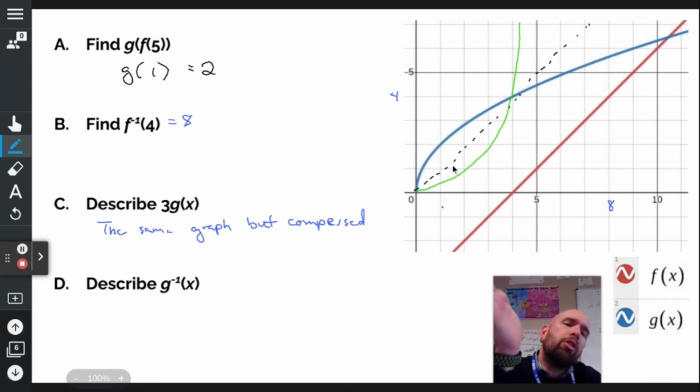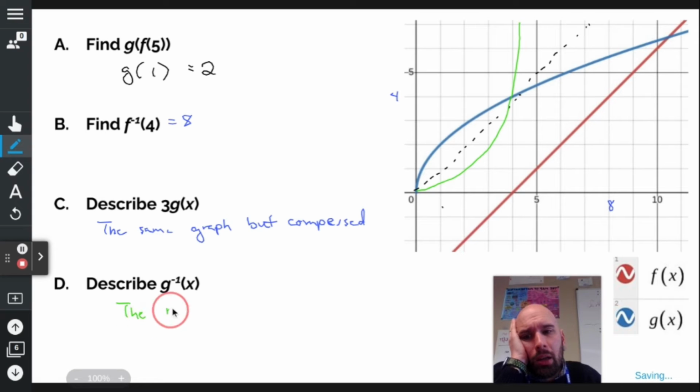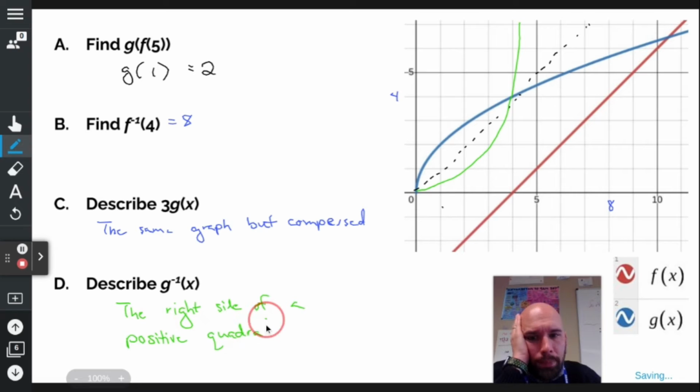So what it appears to be is the right side of a positive quadratic. That's what it looks like to me. Okay, you draw yourself a line across y equals x, and then you reflect it. So whatever happens on the left, which appears like it's curling around, you curl it around, and since that kind of shoots to the right, you shoot that up.